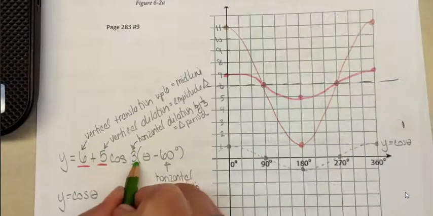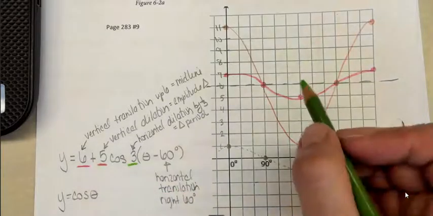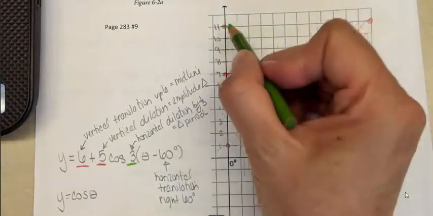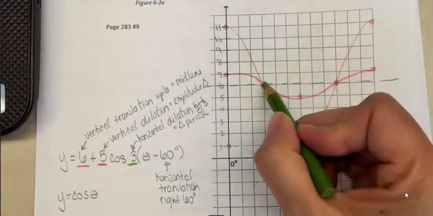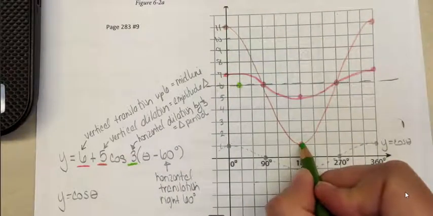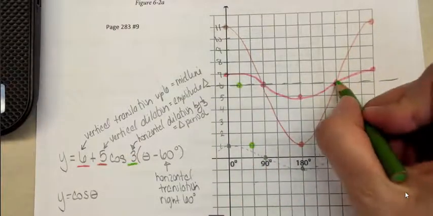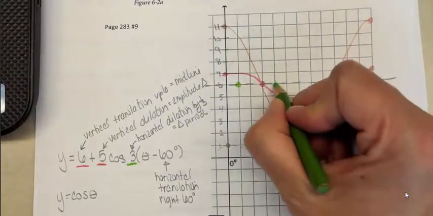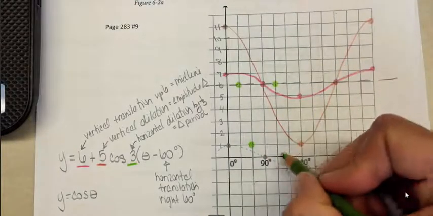So this cosine 3x, right, this is 3 being done to what's inside. So I'm really taking a third of every single input. Instead of 90, well, a third of an input of 0 is still 0. A third of 90, though, is going to be 30. A third of 180 is going to be 60. A third of 270 is 90. And a third of 360 is 120.